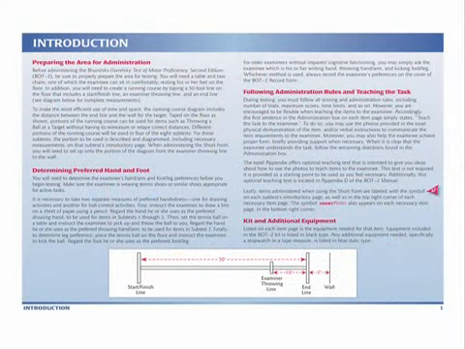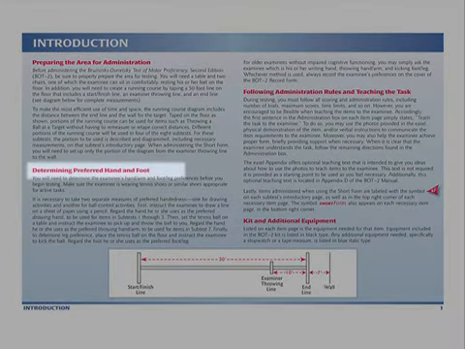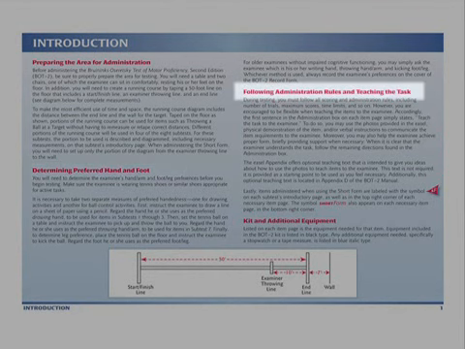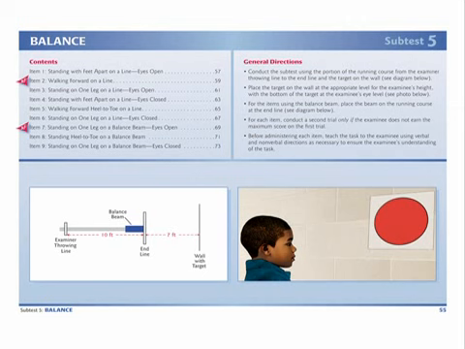The structure and presentation of the administration easel is clean and simple. An introductory page summarizes general testing information needed to successfully administer the test, such as preparing the testing area, determining hand and foot preference, following administration rules, and teaching the task. The easel also features an introductory page at the beginning of each subtest that provides several important pieces of information needed to administer the items.